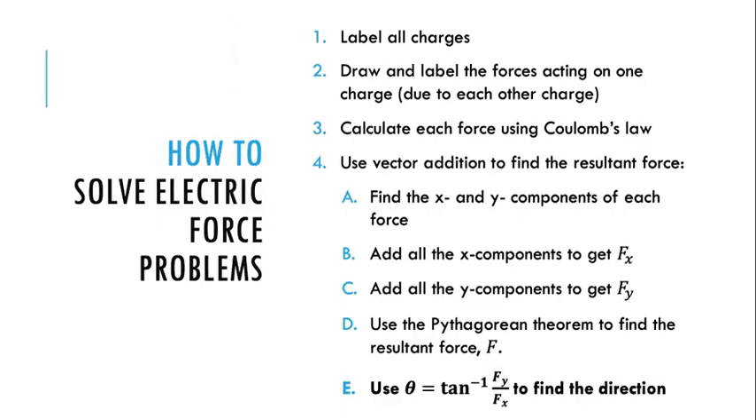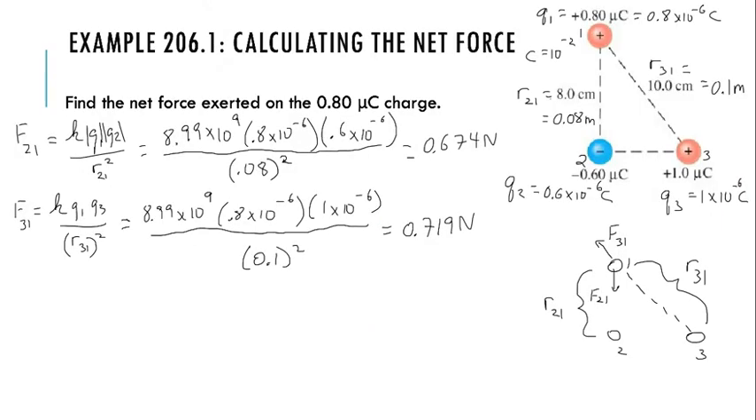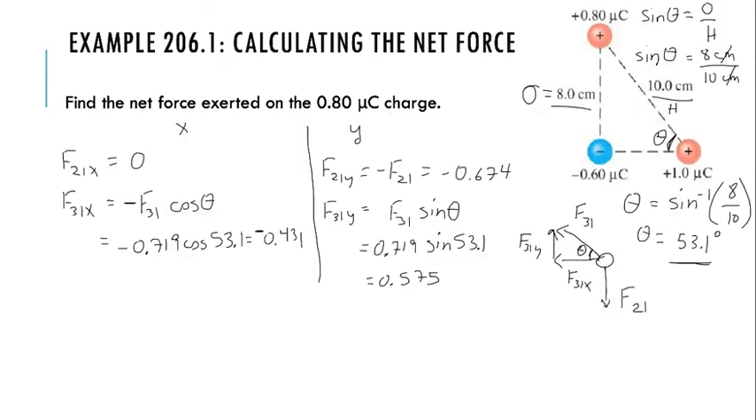The next step is to add all of the x components to get F of x, and then add all of the y components to get F of y. So let's do both of those steps. We have found all of these components. We're going to add all of these x components to get F of x.